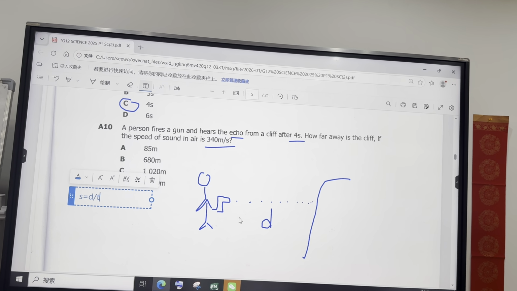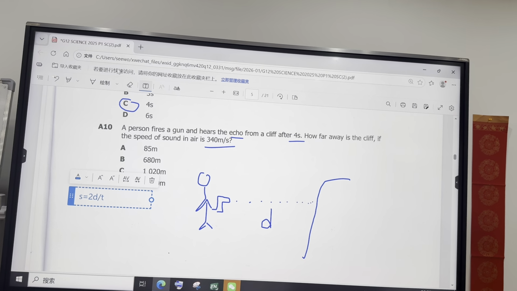Now, this time around we are going to make some changes to this formula, because we send this sound wave, then it hits the cliff, then comes back. It covers this value D twice. So instead of D, I can just say 2D, because it covers the same distance twice. Our goal is to find the distance between the person and the cliff. What is the value of D?